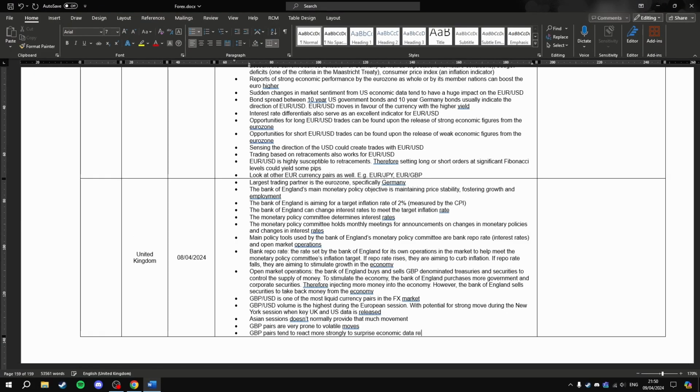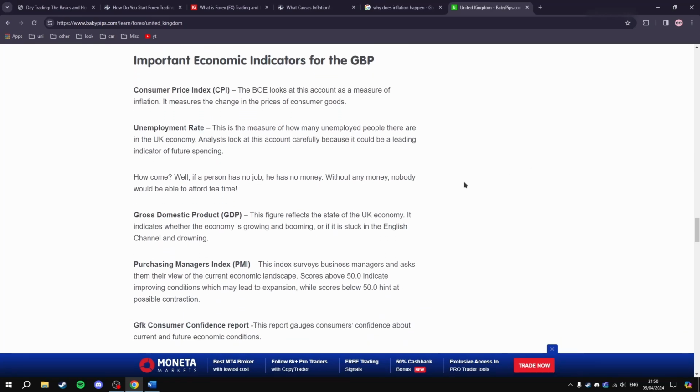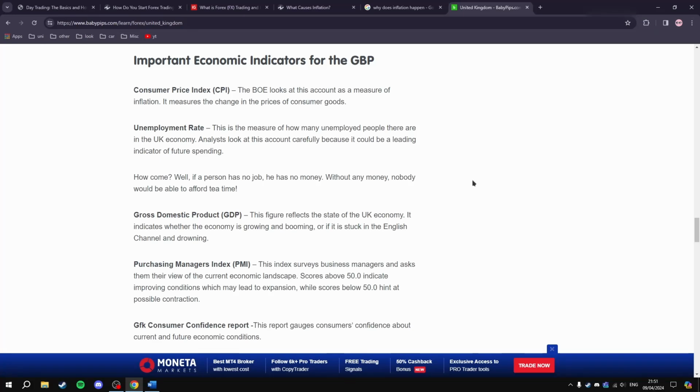Important economic indicators for the GBP. Consumer Price Index, CPI. The Bank of England looks at this as a measure of inflation.